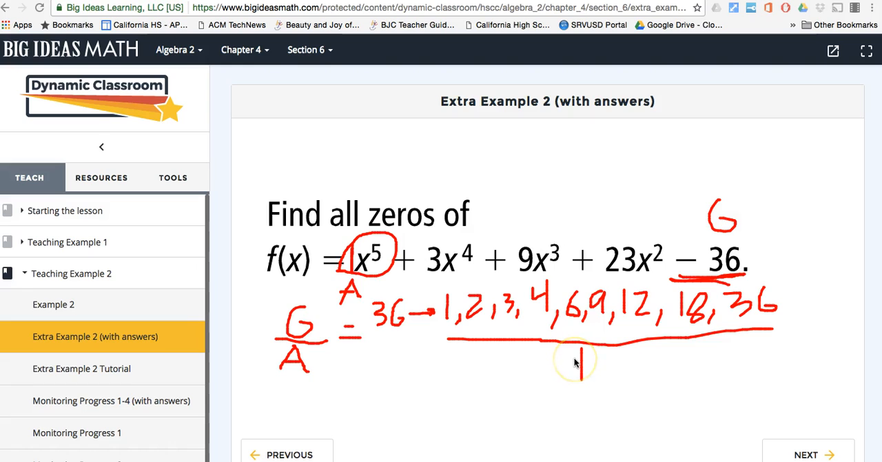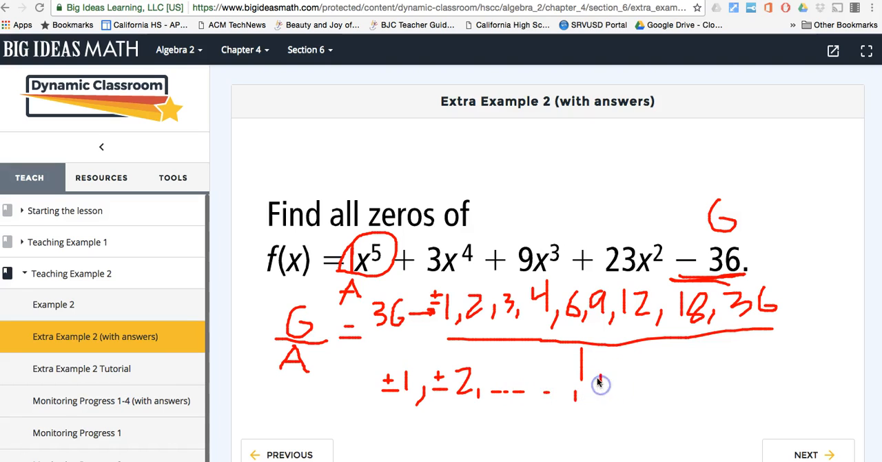So what you have to do is start checking each of these factors. Now remember, you also have to account for positive and negative, because -1 times -1 is still a factor. -1 times -36 gives you 36. So basically right here we have each of these numbers by themselves over 1. So that means our possible zeros are plus or minus 1, plus or minus 2, plus or minus 3, all the way up to plus or minus 36.